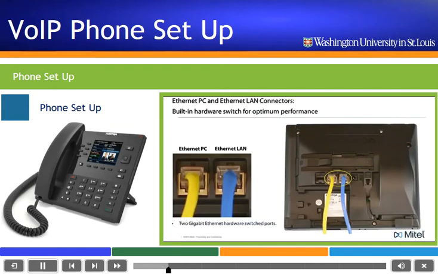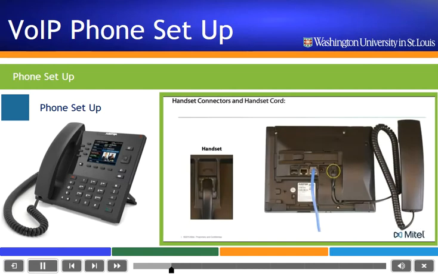With the main network connection plugged into your LAN connector, then a second cable is used to connect your phone's PC connector to your computer's Ethernet card or connector. This way, with no additional equipment, you can share one network connection with both your phone and your computer. The next connector is the handset connector. Attach the handset and handset cord. Then plug the handset cord into this connector.